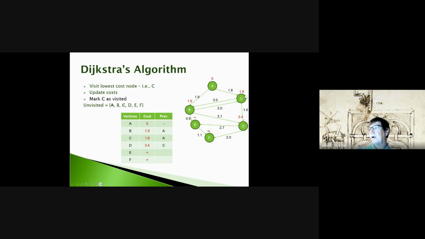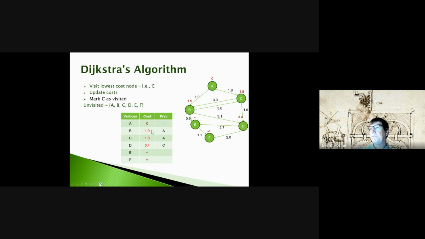Well, it's a directed graph, so we're not getting to A from C because the arrow is going this direction. But we can get to B at a cost of 3. But to get to B in this path would be 3 plus 1.8. That would be 4.8. The cost to get to B from A through C would be 4.8. Well, we know that it's 1.9 to go directly. So why would we take the scenic route? No, that's not going to happen.